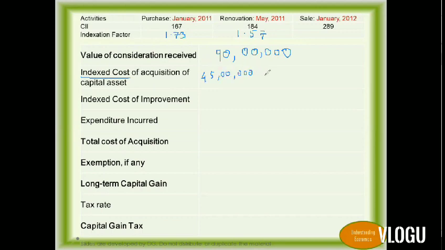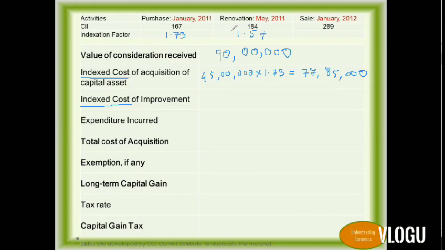The actual purchase value is 45 lakh, and this value will be multiplied by the purchase year indexation factor that we have calculated. So for 1.73, the indexed value of purchase is coming as 77 lakh 85,000 rupees. Now we will calculate the indexed cost of improvement with the help of the indexation factor that we have calculated for the renovation year.